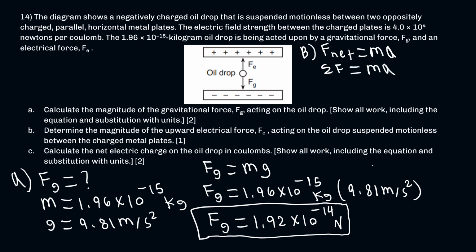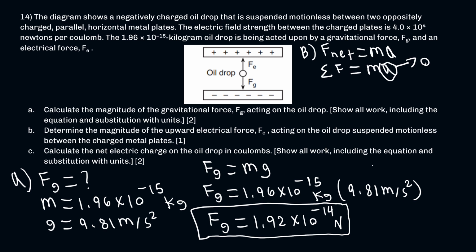All right, so it tells me in part B to determine the magnitude of the upward electrical force, Fe, acting on the oil drop suspended motionless. So if an object is motionless, what is that going to mean for my acceleration? If it is motionless, my acceleration should be 0. So there's two situations where my acceleration is 0 in mechanics. When you have Newton's second law, it's either you have a constant velocity or it's just not moving at all. This is the easier version of the two. So this acceleration is going to be 0.